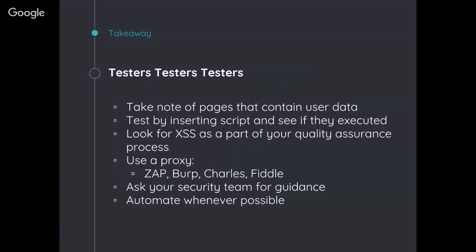Testers, if you actually want to test for this, take the pages that contain user data, and there are plenty of word lists out there. If you just search for XSS test payload, there are plenty of them. And if you're not already, use a proxy. For example, ZAP is free. And there's a free version of Burp. I'm a personal fan of Burp. Even the free version is quite good. There's also Charles or Fiddler.